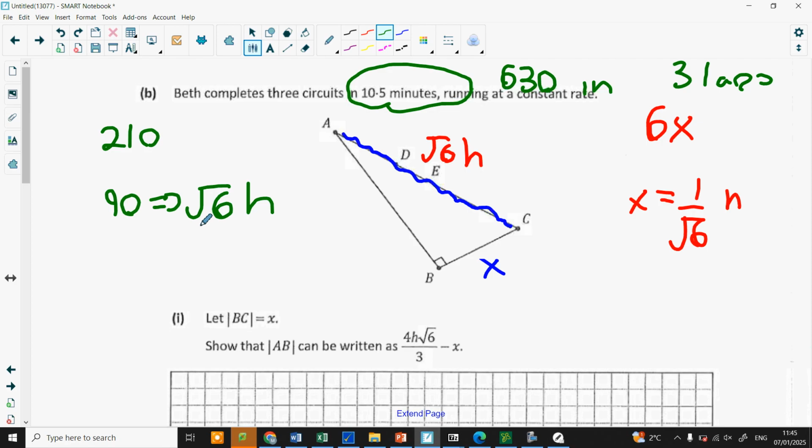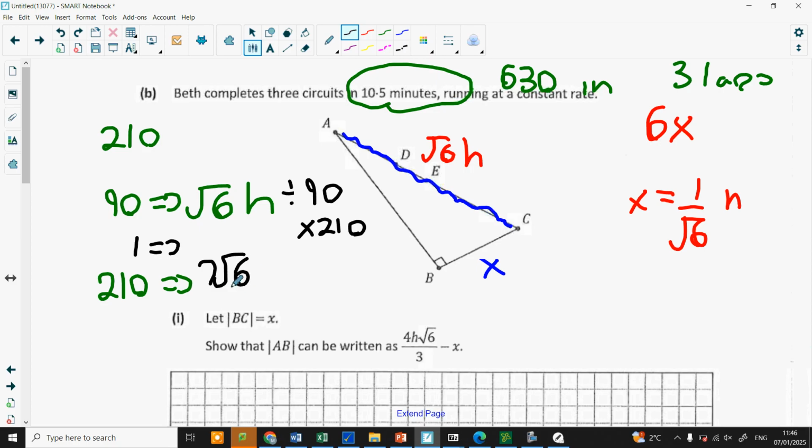Okay. I think we can therefore forecast the total length, can't we? How could I forecast the total length? By figuring out what 210 is worth. Would somebody be so kind as to divide by 90 to get what 1 is, and then multiply by 210 to find out what 210 is? Ignore the H. Just do it with root 6. What you get? 7 root 6, just 7 root 6?